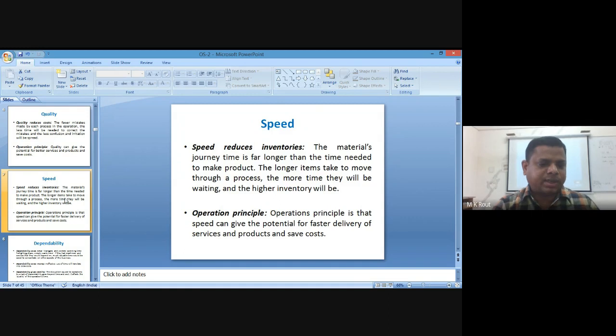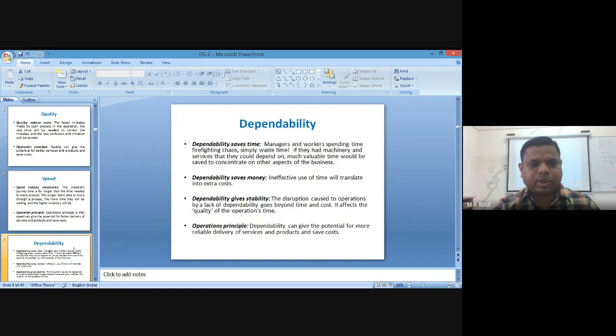The next part is dependability. In case of dependability, it saves time, then saves money, and it keeps stability. If you go to save time, managers and workers spending time firefighting is simply wasting time. If they have machinery and services they can depend on, very valuable time would be saved to concentrate on other aspects of the business.